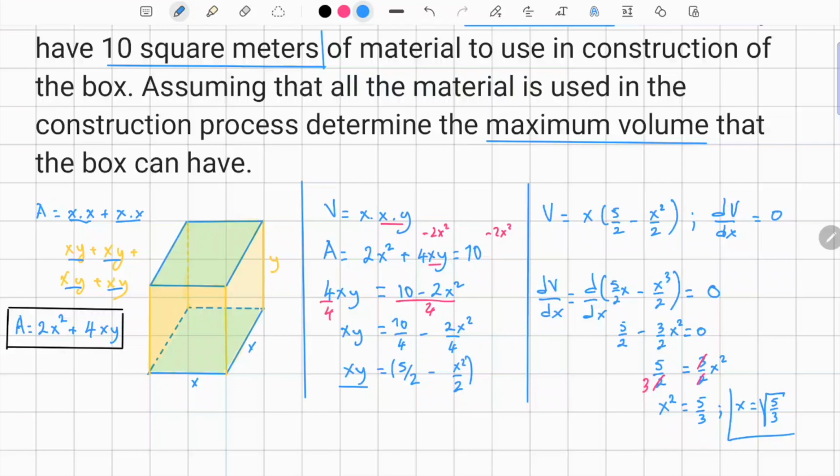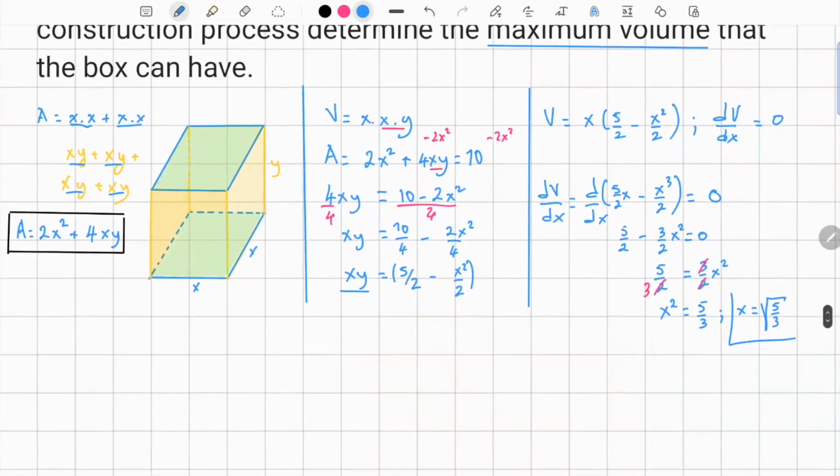In this case, that is not really good for us. We are looking for the case where the second derivative is going to give us a negative number at the point where x is equal to the square root of 5/3, which means we will have a local maximum of the volume at that point. Let's go ahead and try that.